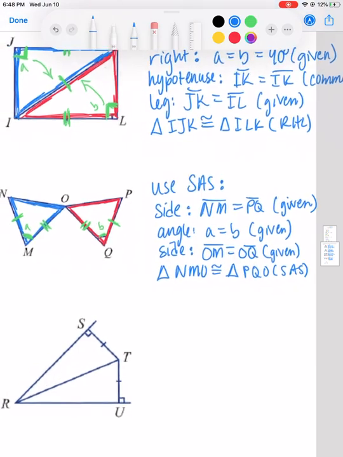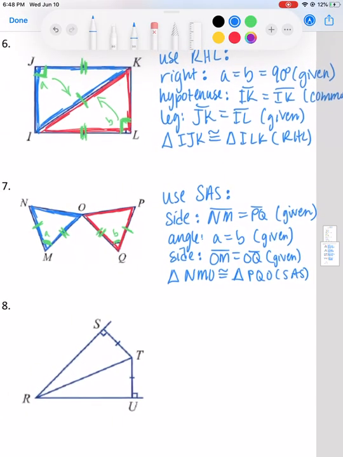And our last one down here, number 8, we're going to identify two triangles, red and blue. And we're going to identify the marks and see what kind of congruence test we can get from them. Use your marks and givens as clues to know which triangle test to use. Have all the 6 triangle tests available to you so you can know what your options are.